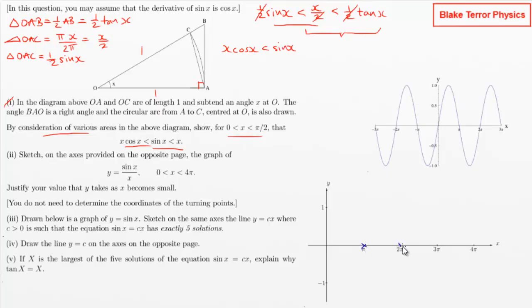So we know we're going through these points here. And the amplitude is going to be decreasing because we've got a regular sine wave, but x is just getting bigger and bigger. So it's going to be damping down the amplitude more and more as we go on. So we know that we're going to have something that's looking like this once we've got past pi.